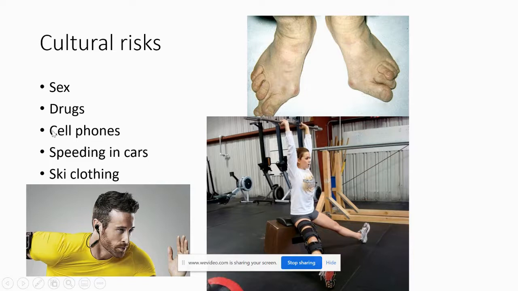Cell phones are causing distracted driving and distracted walking, including such amazing things as humans walking into utility poles and open manhole covers. This right here is what wearing high heels will do over a long period of time to your feet.